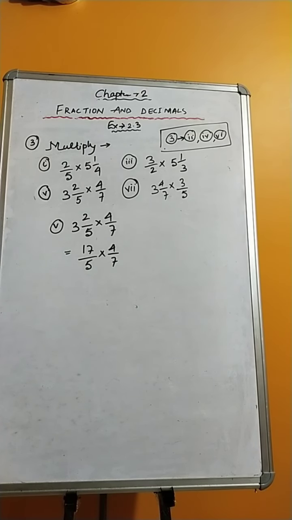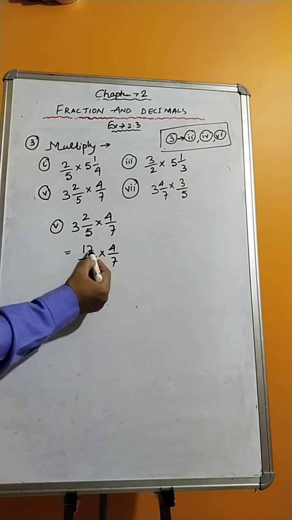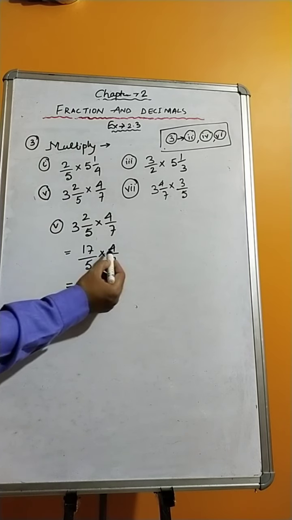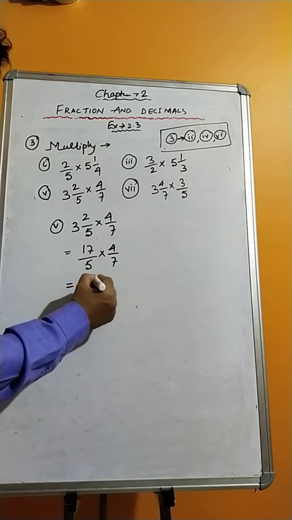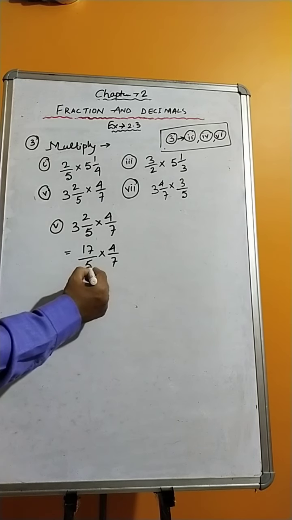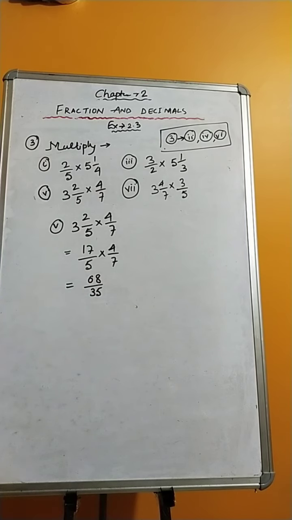So is there any number we can reduce? Answer is what? No. Absolutely no. So what we have to do? We have to multiply the two numerators and the two denominators. So 17 4s are what? 68. And what is 5 into 7? It is 35.